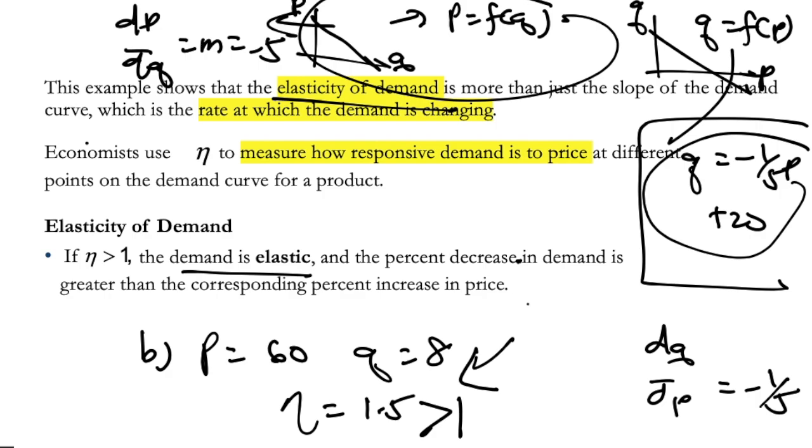If there is an increase in price by 1%, not 1 unit, 1%, the quantity demanded decreases or increases? Decreases, because the law of demand has a negative relationship between price and quantity demanded, isn't it? It will decrease by 1.5%. So the percentage decrease in quantity demanded is more than the percentage increase in price. Because price increases by 1%, quantity demanded decreases by 1.5%. So that is elastic.